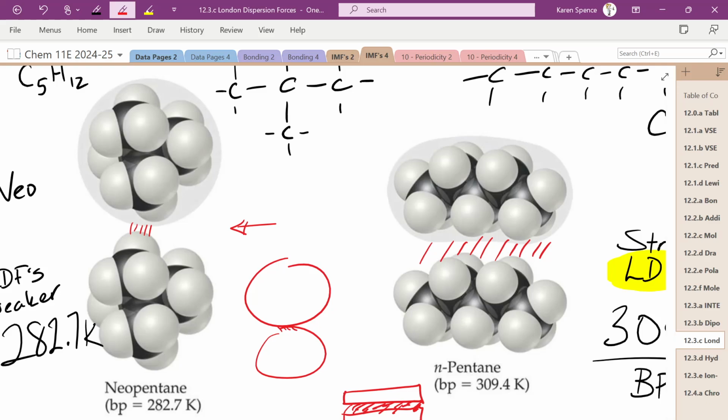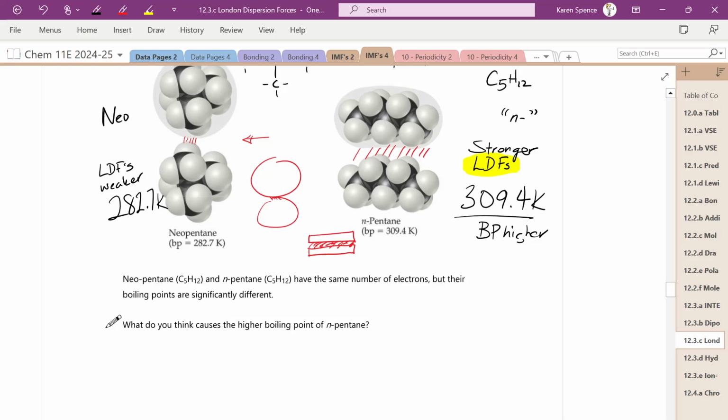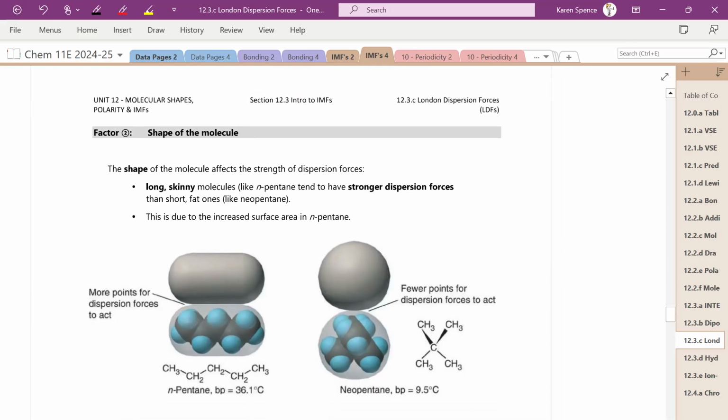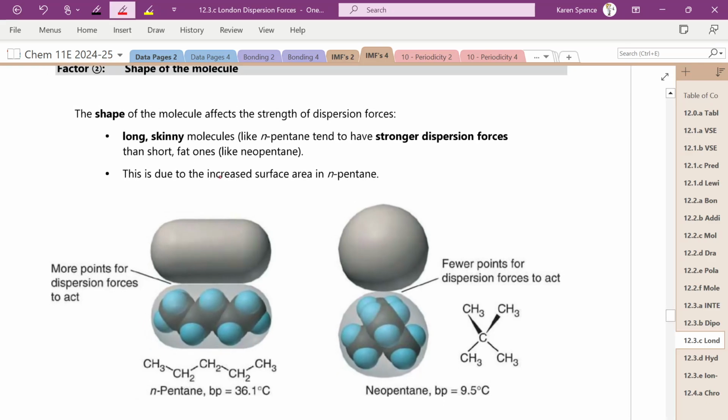So if you have things of similar molecular weight, but one is longer and skinnier, it probably has more LDFs because it has more points of contact. Okay, and I think we talk about that here. We have an increased surface area in N-pentane. You have more points of contact, and here you have fewer points of contact. Is that good? Okay.